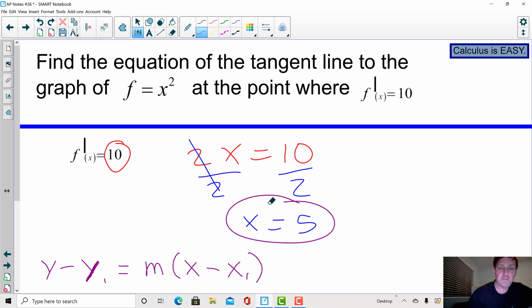Now, if you know x is 5, you still have to find the y. But you can plug it back into the original function. f of 5 is going to equal 5 squared.